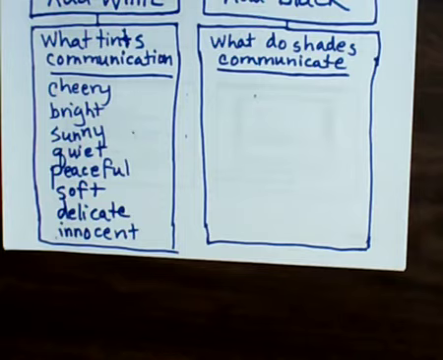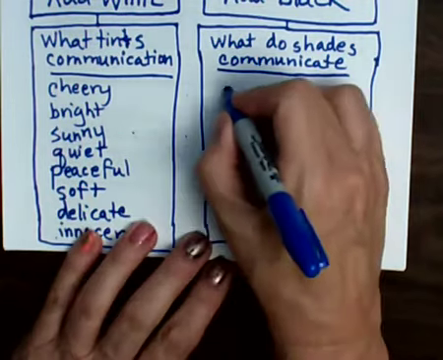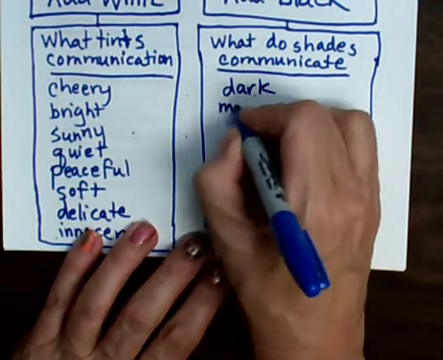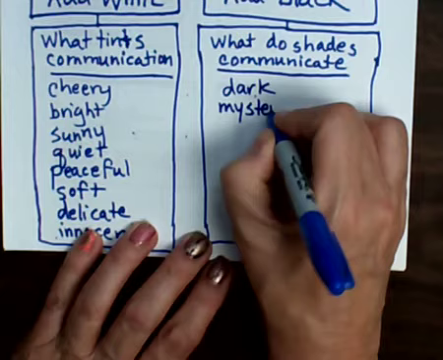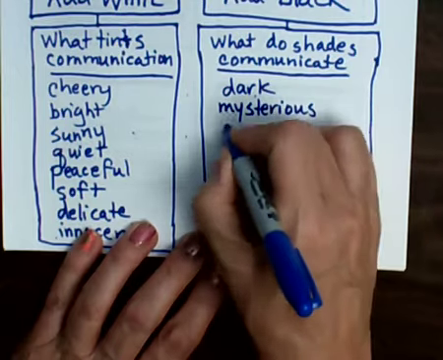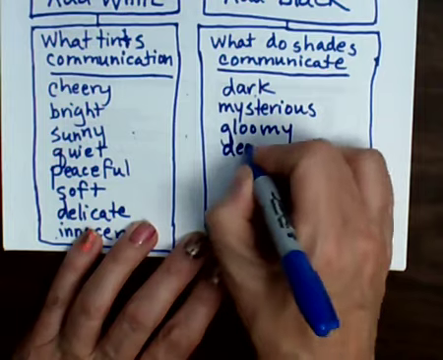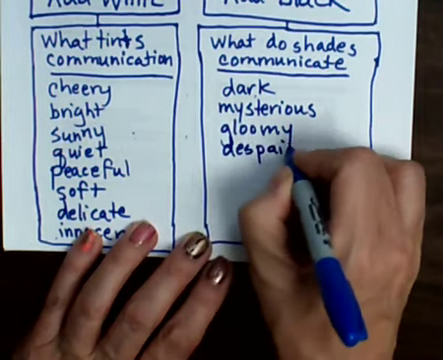Okay, what would be some things that it would communicate? Dark. Okay, dark. Mysterious. Good. What else? Gloomy. Despair. Getting depressed. What else?